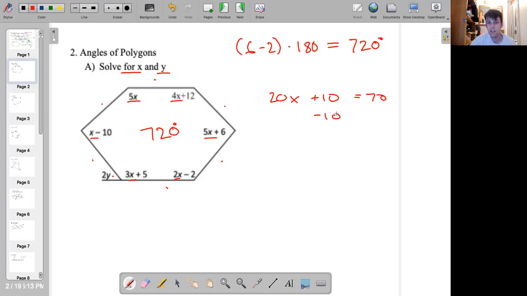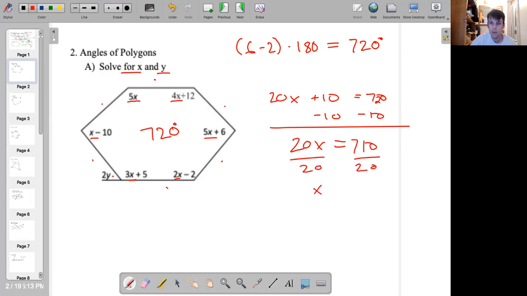All right, so subtract 10. We get 20x equals 710. Sorry about that. Divide by 20. And we get x equals 35.5. So 710 divided by 20. Yep, 35.5. So that's our value for x. And then we need to figure out y. So not the word y, but the value of y.